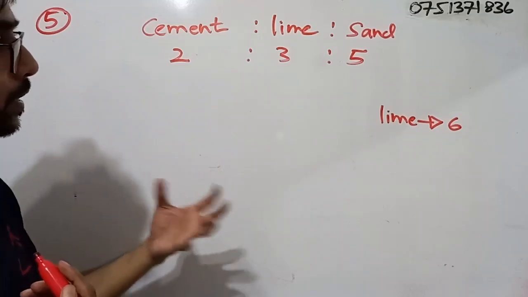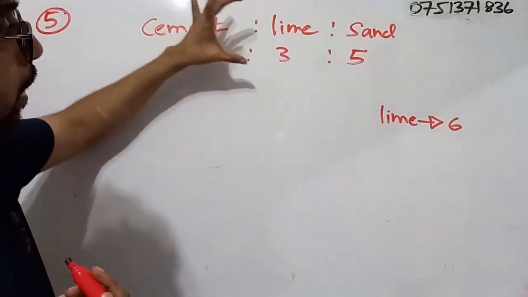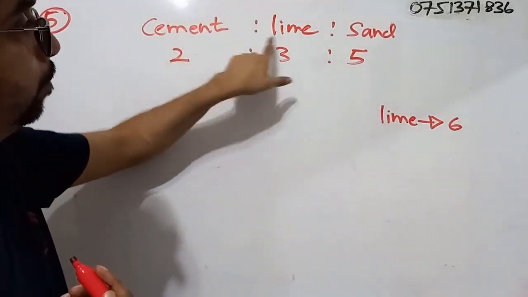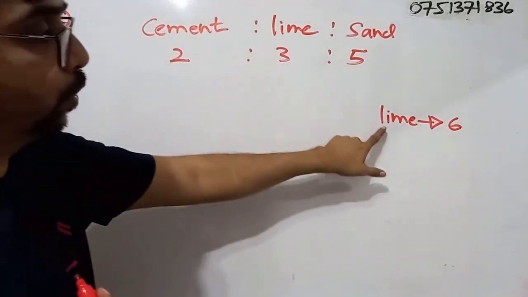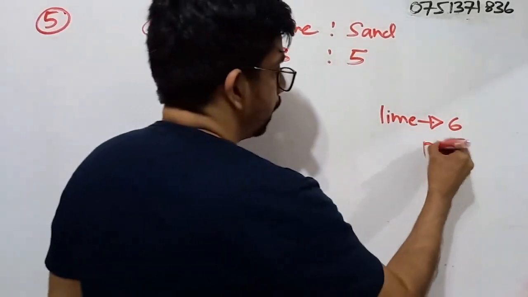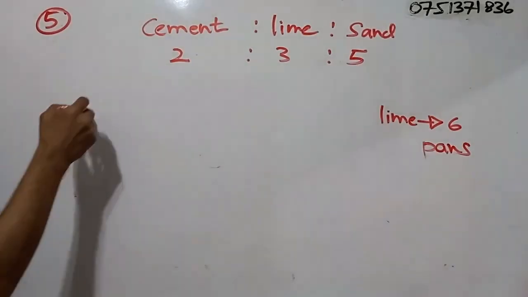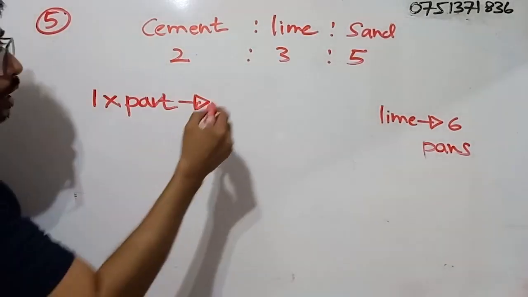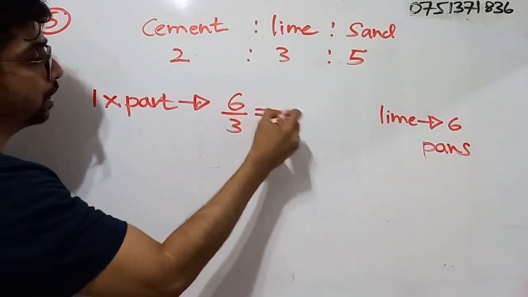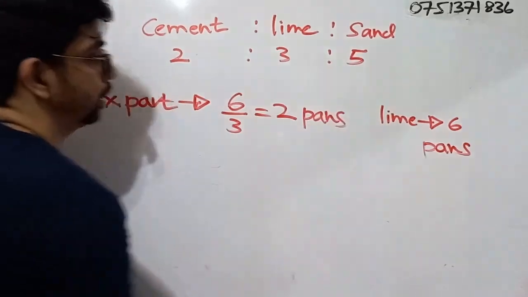Okay, so just as before, we can calculate the value of one part, right? We know the term related to lime and we know the number of pans, right? Okay, so these are pans. So value of one part is what? 6 divided by 3. So we get 2. These are what? Pans.